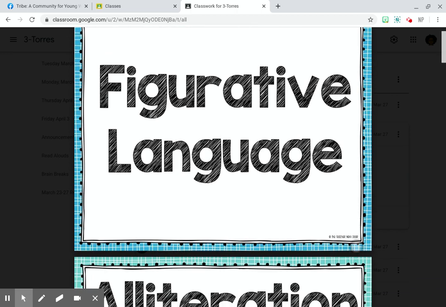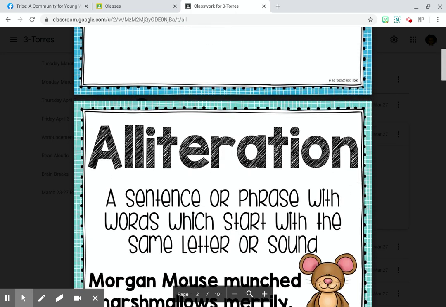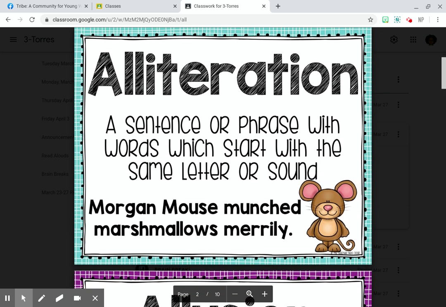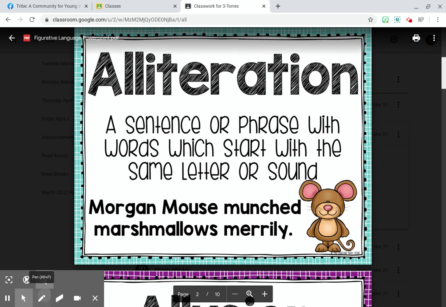So let's go over some different examples of figurative language, starting with alliteration. Alliteration is a sentence or phrase with words which start with the same letter or sound. And the example they gave was Morgan Mouse munched marshmallows merrily. And as you can see, each of the words in that sentence starts with the same letter, M. Okay?